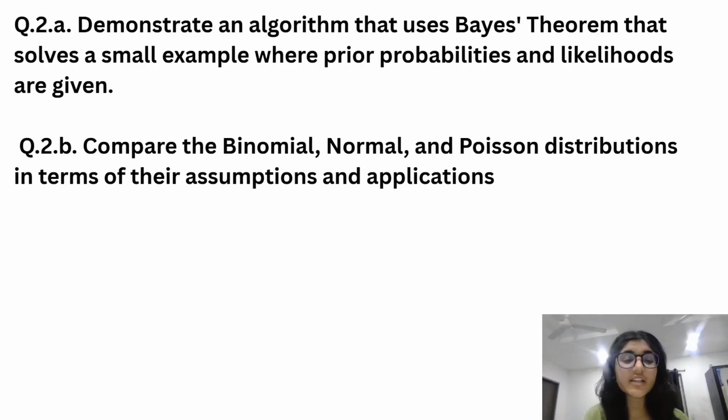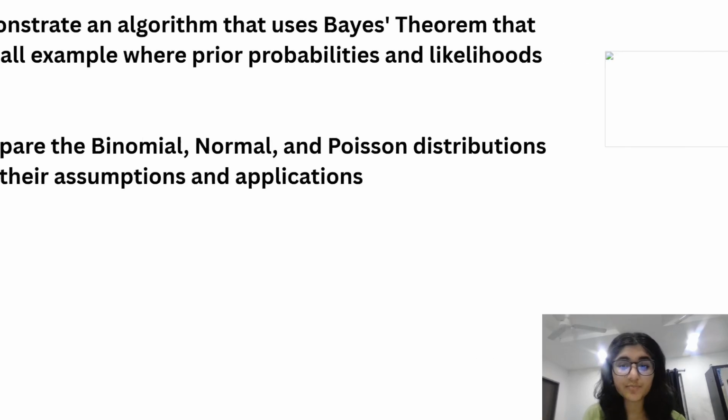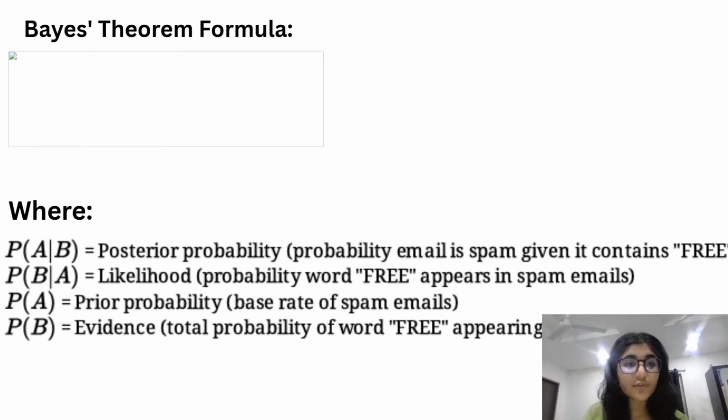So question 2 part A is: demonstrate an algorithm that uses Bayes theorem that solves a small example where prior probabilities and likelihoods are given. And in question 2B: compare the binomial, normal, and Poisson distribution in terms of their assumptions and applications. So the Bayes formula is given here, where P of A given B is the posterior probability, P of B given A is the likelihood, P of A is the prior probability, and P of B is the evidence.